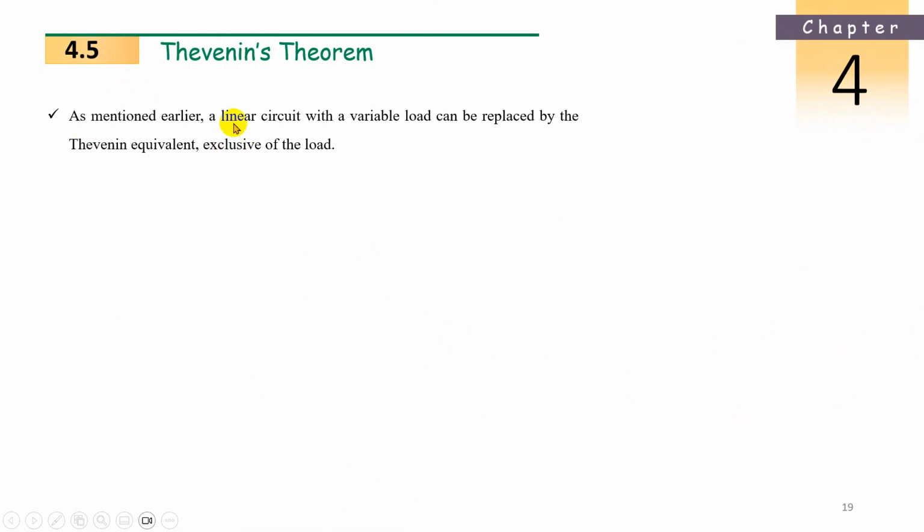Now, as mentioned earlier, a linear circuit with a variable load can be replaced by a Thevenin equivalent exclusive of the load. Without the load, it can be represented with a Thevenin equivalent. It shows like this. The equivalent network behaves the same way externally as the original circuit. Now we have removed the complete circuit and placed an equivalent voltage source and an equivalent resistance in series. These two components will behave like the original big circuit, with no changes.